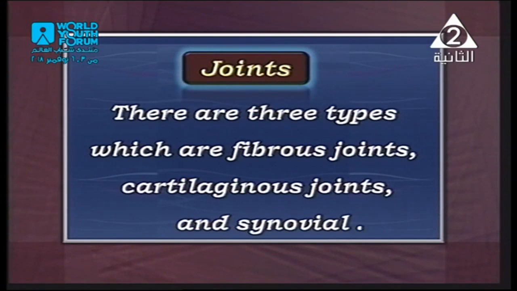Joints: there are three types, but before telling you the types of the joints, what does joint mean? Simply, any two bones meet each other. This meeting of two bones is called a joint, whether they move or not. It's not necessarily a movable joint, as we're going to study right now. We have three types: fibrous joints, cartilaginous joints, and synovial joints. Starting with the fibrous joint.